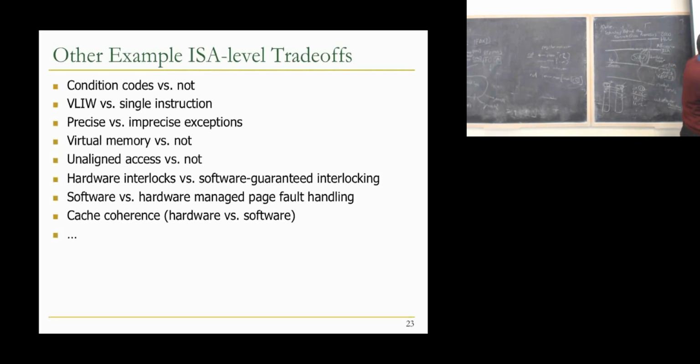Okay, software versus hardware managed page fault handling. We'll cover virtual memory. Who does that? When a page is not present in physical memory, who handles that? Is it the software or is it the hardware? I say specify that. Cache coherence. Is it the job of the hardware or is it the job of the software? We'll cover that also. So we'll see a lot of these concepts.